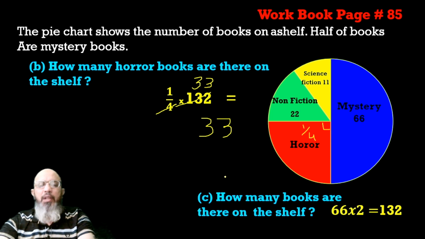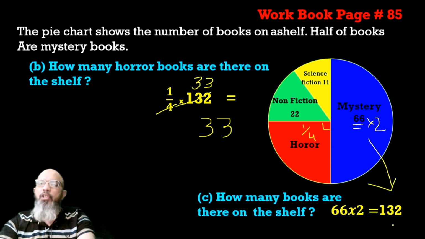So what comes next? How many books are there on the shelf? Means how many total books. So as I told you earlier, half of the books are 66. So we will multiply by 2 and we will get our answer, that is 132 total books on the shelf. Right? So I hope you are enjoying this lecture and you understand these questions. They are very easy questions.